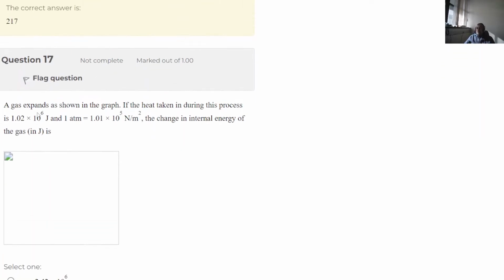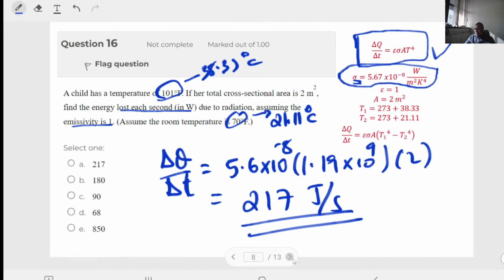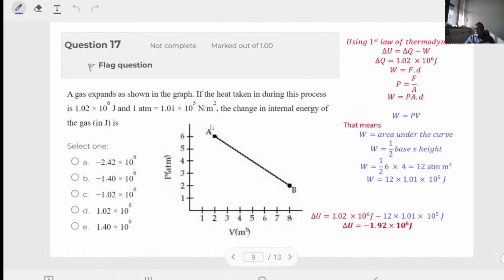Oh, question number 17. See, question number 17. It's missing. Therefore, this is what it looks like actually. The graph which is missing is this one. It's atmospheric pressure, P, along the y-axis. This is the y-axis. That is the pressure. And then this is volume along the x-axis. That is what is missing here.